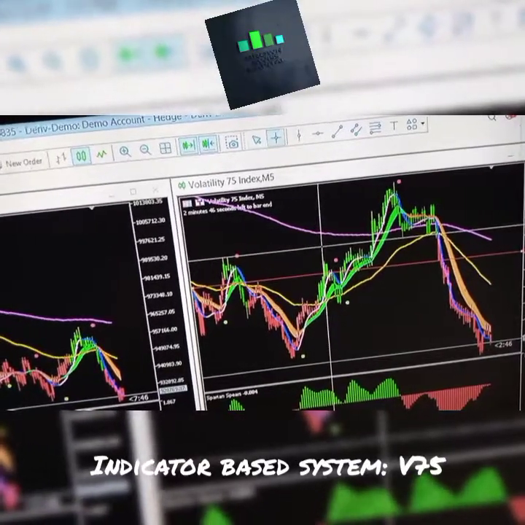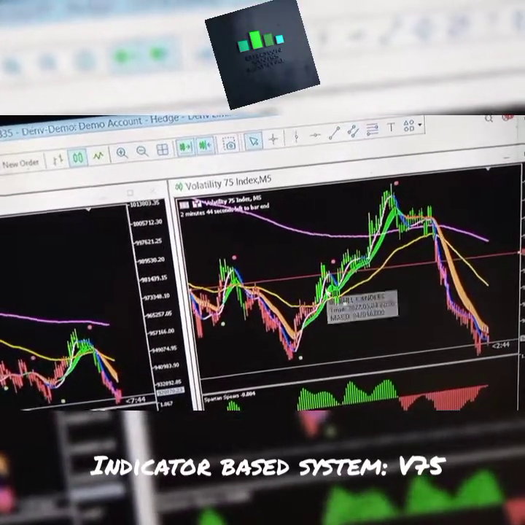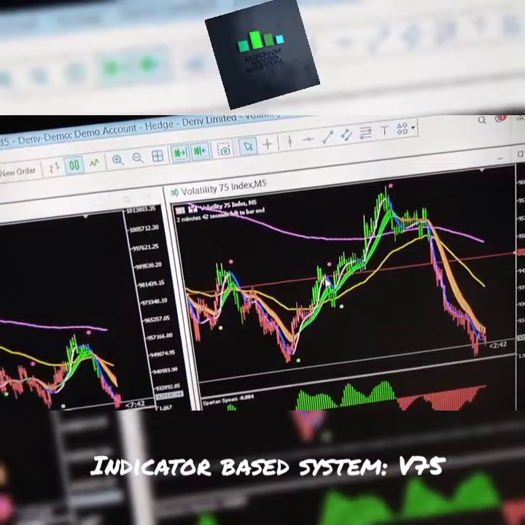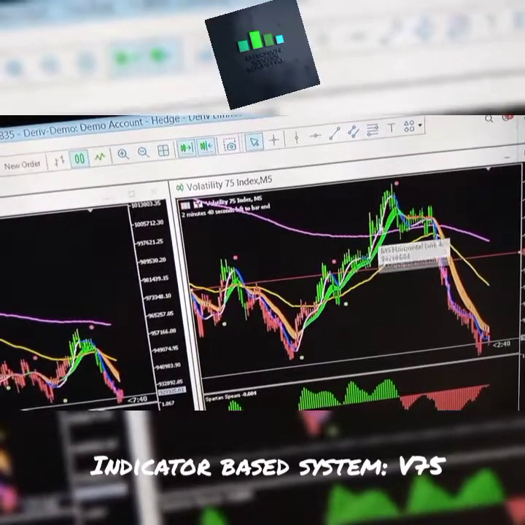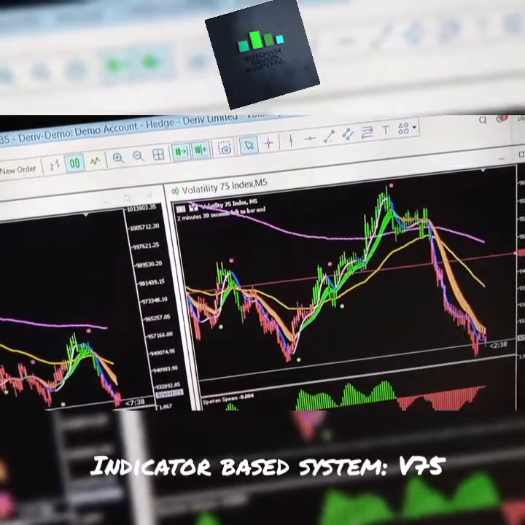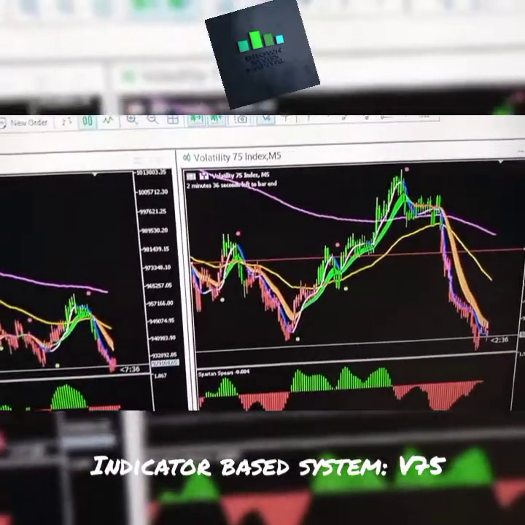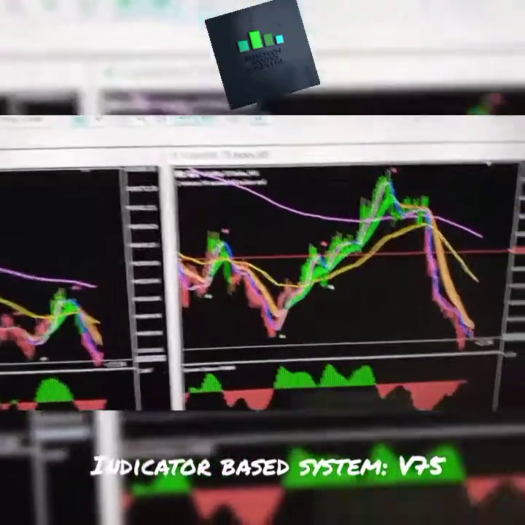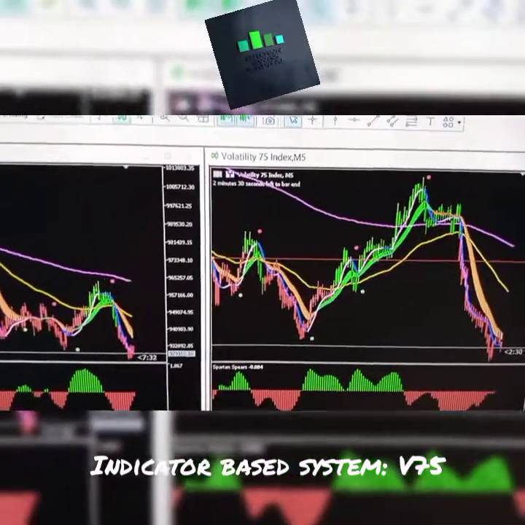So it's up to you whether you stick to using the trend indicator. As you can see, this was just a pullback and it kept going up. Or you can use the MACD. So it's up to you. So that's how you use it.